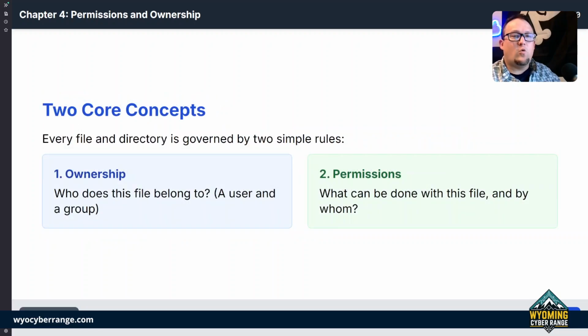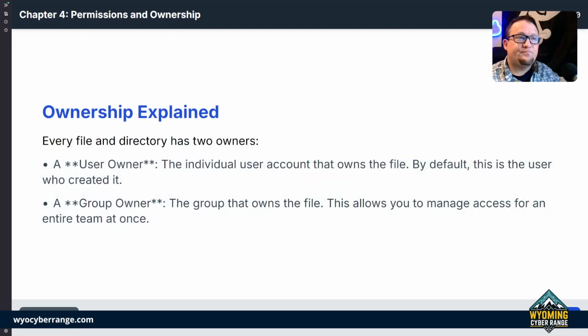Now, there are two core concepts that we're going to be talking about. The first one is ownership. While everything on a Linux file system is a file, we need to know who it belongs to. There's always going to be a user and a group that every file on a system belongs to. Now, even if we know the owner, what permissions do they have, and who else has access to this file as well? And we'll talk about how that's split up.